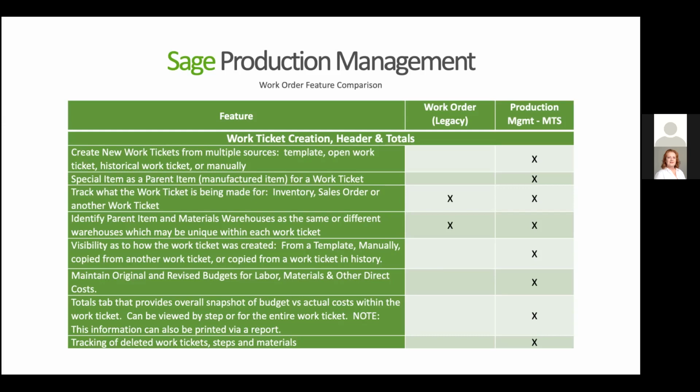Original and revised budgets for labor, materials, and other direct costs. Our totals tab, which you'll see at the end, gives you an overall snapshot of the budget versus actual cost. So it's going to be tabulating everything up for you and giving you a bird's eye view of what's happening. And then also if anything's been deleted, work ticket steps or materials, you'll be able to see that too. So, bringing more data into Sage to bolster your reporting.